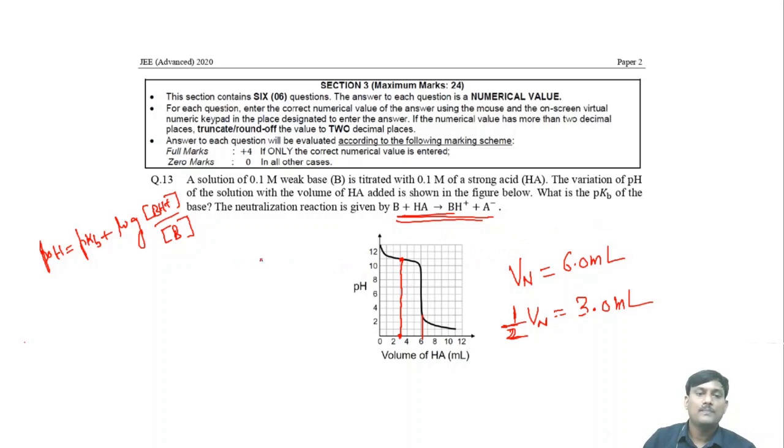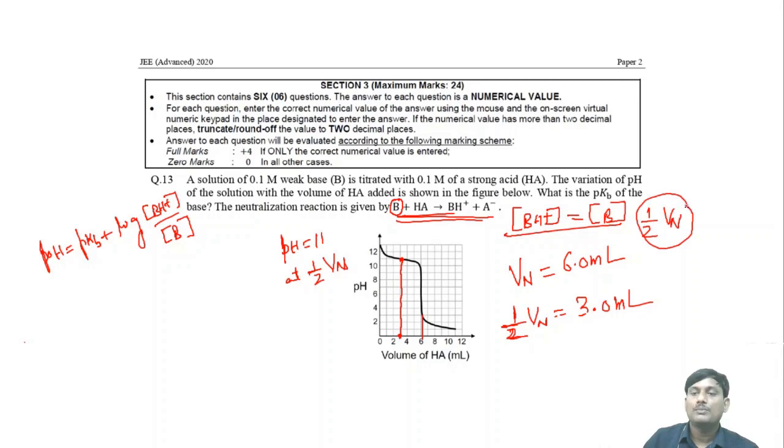Okay, at half neutralization, what is the pH? pH is equal to 11 at half neutralization. Suppose if you take half neutralization, here half of the amount of weak base will be protonated. So the amount of BH plus will be equal to the amount of B. Okay, this one is true. This is valid at 1 by 2 Vn.